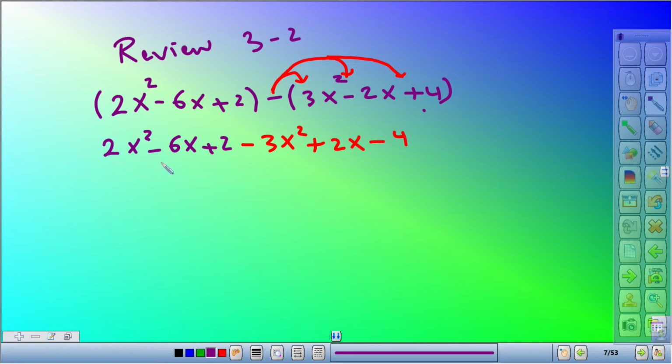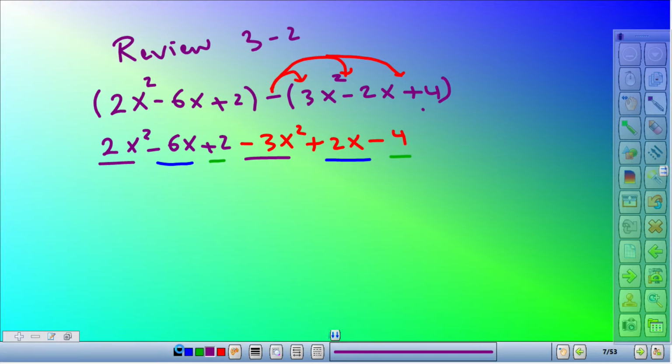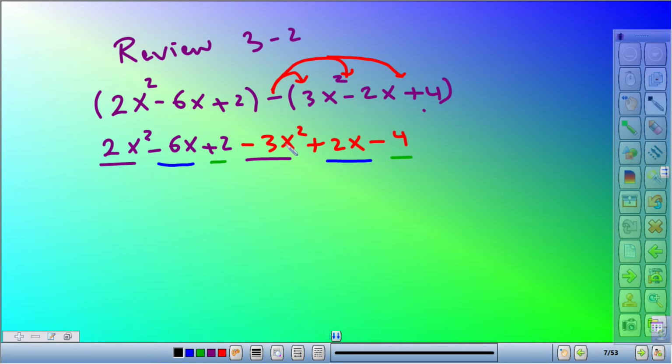And then I just have to collect like terms, things that look alike. This guy and this guy look alike. You could use different colors. This guy here and this guy here look alike. They are like terms. And finally, I have this one here with this one here. So I'm going to use one color for all of them. Let's choose the 2x squared minus 3x squared. Well, the 3x squared is going to win because that's bigger. So I have a negative x squared. And then I have a negative 6x plus 2x, that's the negative 4x. And 2 minus 4, well, that's a negative 2.